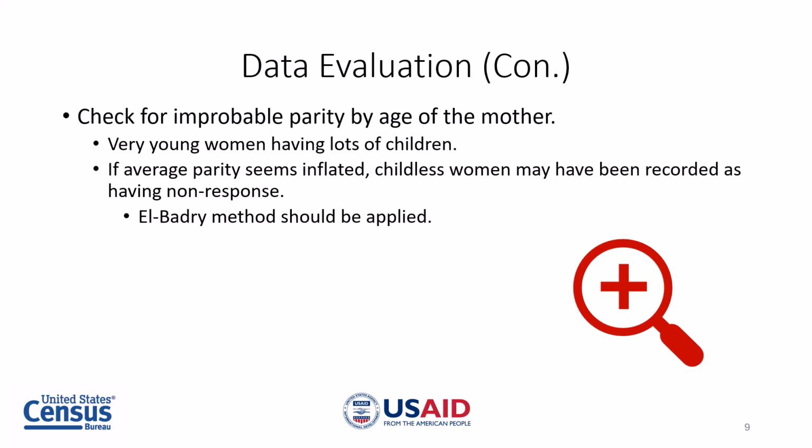You should also check for improbable parity by age of the mother. If average parity seems too high, childless women might have been recorded as having non-response instead of no births. If this is the case, you should apply the El-Badri method available in the U.S. Census Bureau Toolkit. Improbable parity by age of the mother is more about very young women having lots of children. For example, 15 to 19-year-olds having 5 kids, which is biologically very unlikely.